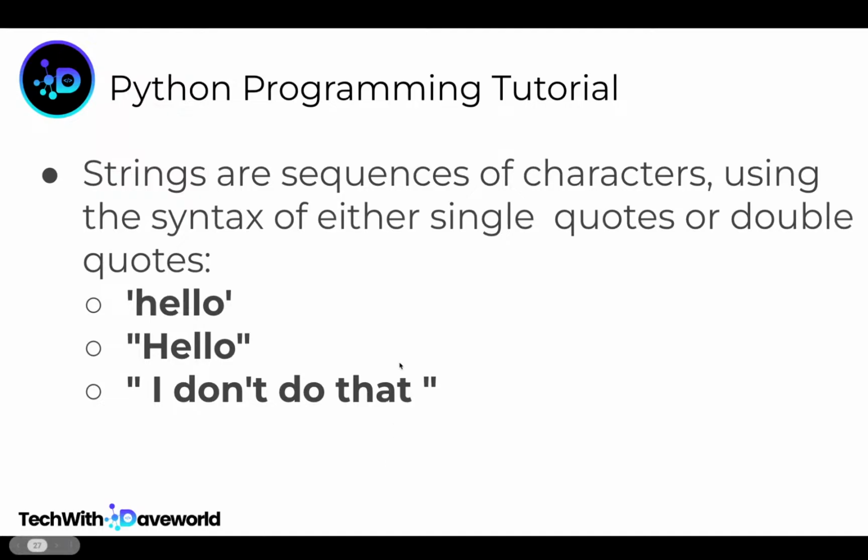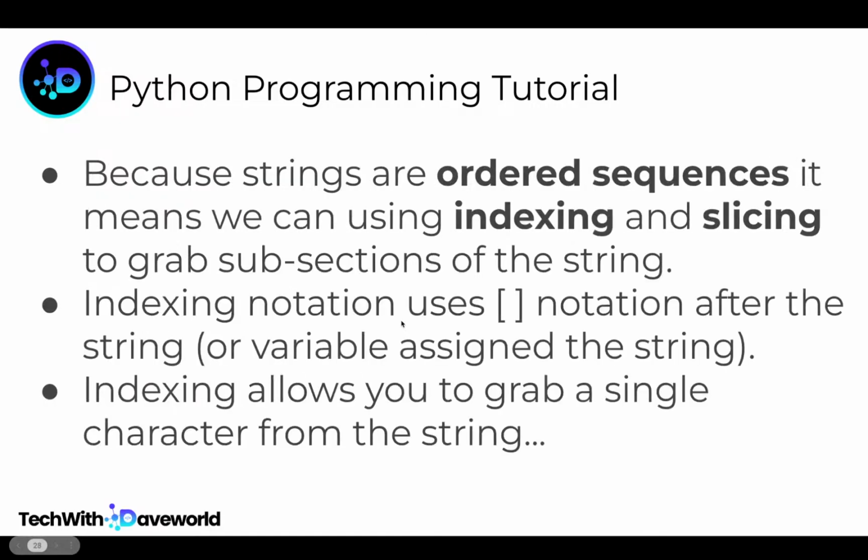Now that we know how we can write strings in Python, let's talk about the sequence in Python. Because strings are ordered sequences, it means that we can use indexing and slicing to grab sections of the strings. Basically, since they are sequences, if we want to grab any position in a particular string or text, we can actually do that.